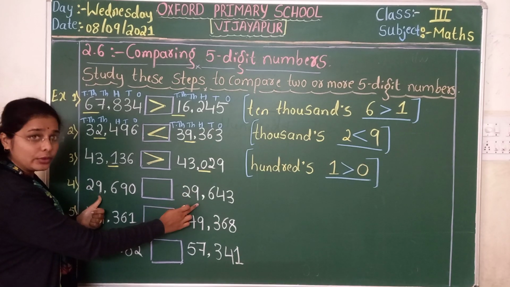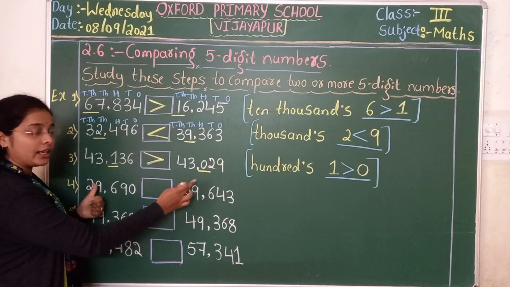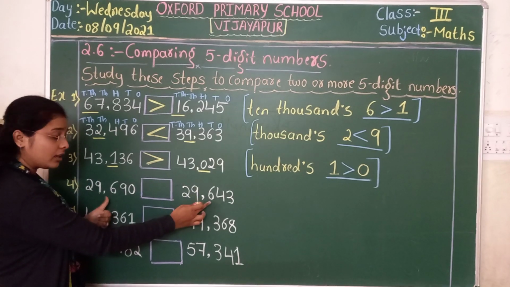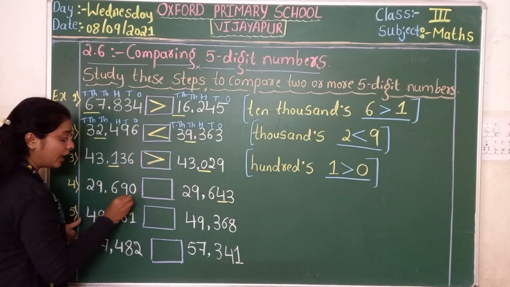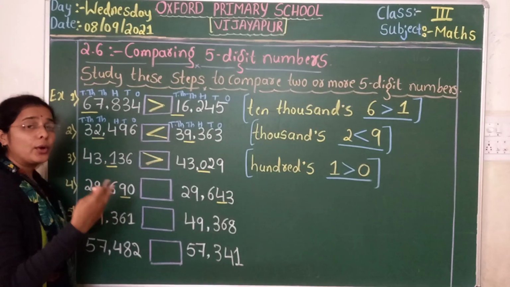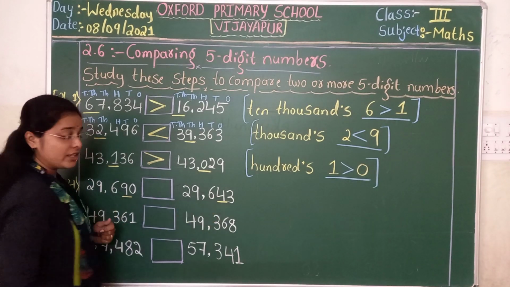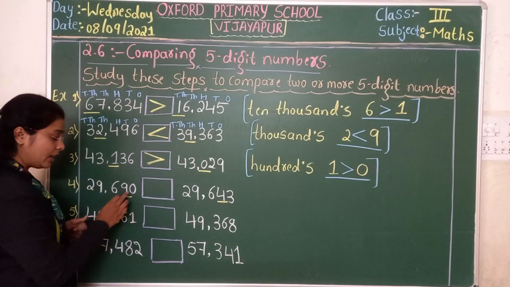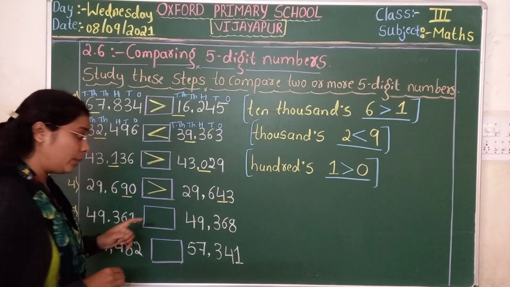Then we have to compare the 1000th place. If we have the same in the 1000 also, then compare 100. Here also we have the same digit. Next we have to compare the 100. If we have the same digit in all places, we have to go on comparing the next. 9 and 4. Which is the bigger number? 9 is the bigger one. So the sign mouth is open towards the bigger.